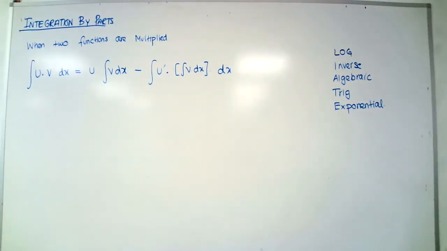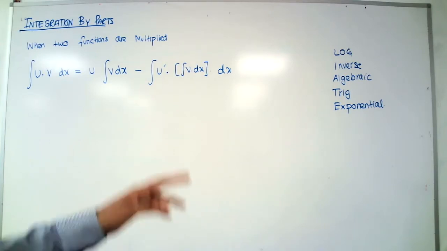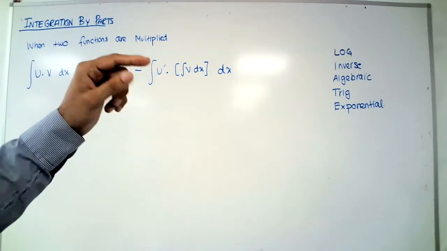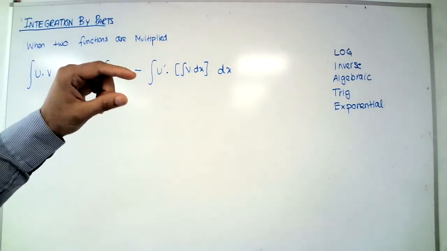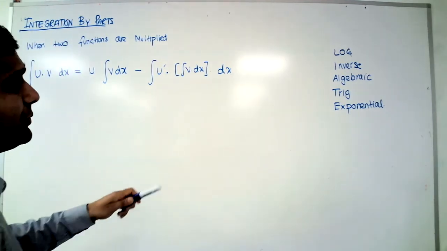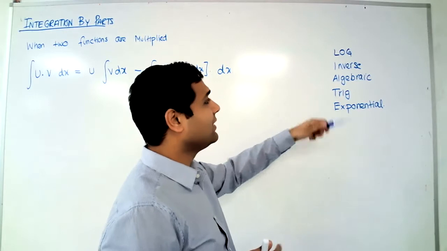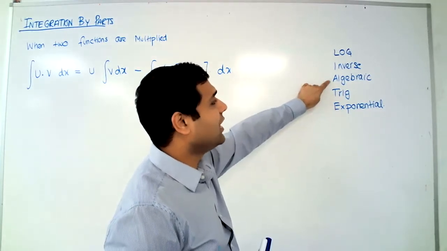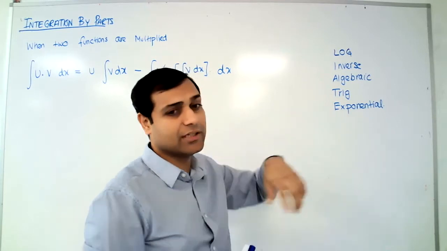So if it's log, you select that one as u. If it's inverse, you select that one as u. Log is going to be first. If there's a log and an inverse, log is going to be u, inverse is going to be v. If there is trig and log, log is going to be u and trig is going to be v. If it's algebraic fraction and exponential, algebraic is u and exponential is going to be v.